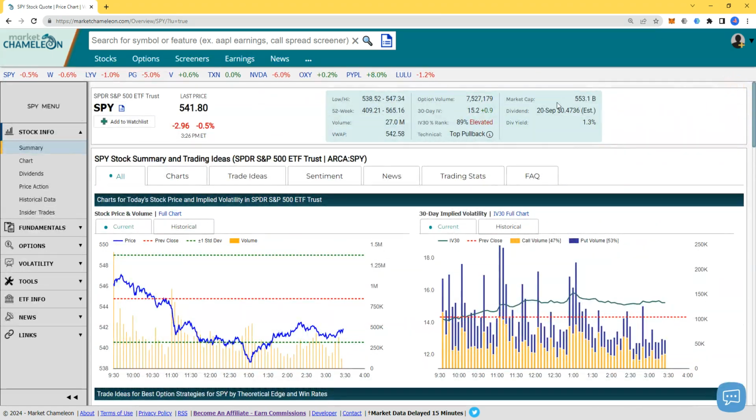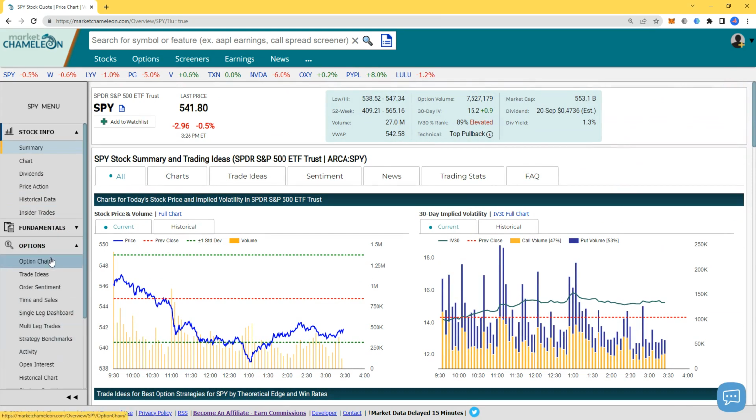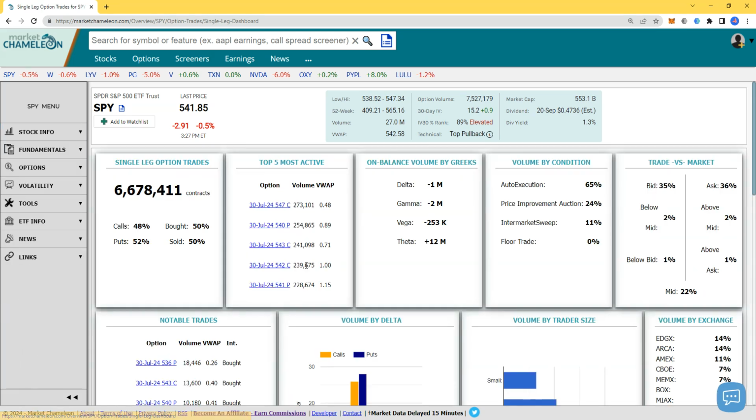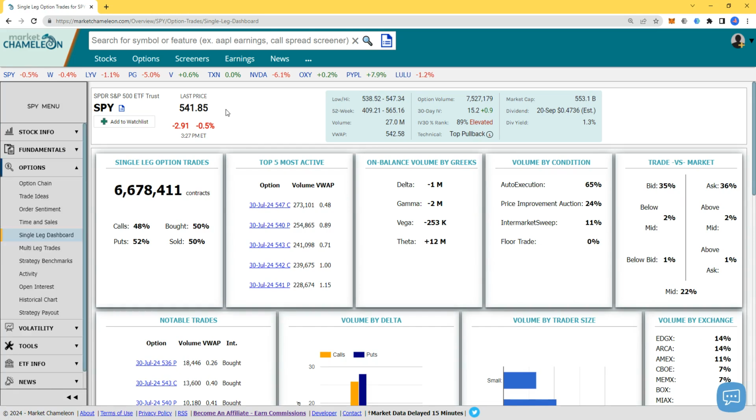But either way, you go to options, and in the options tab you click on single leg dashboard right here. You wait a minute to let it pop. I'm doing this video about 30 minutes before the close, just to have more data, all the information of today. This is July 30. You will probably see the video the following day.